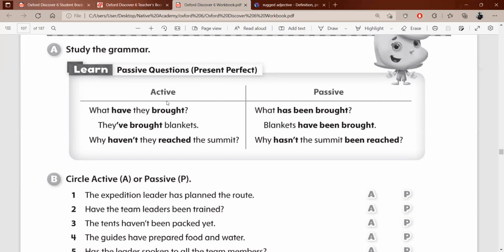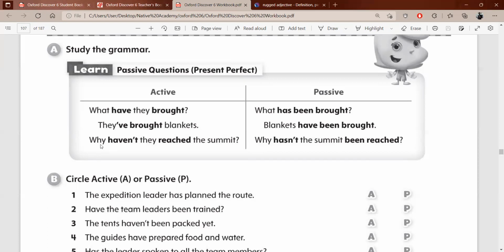To make the same question in the passive, you add been. Where do you have to add it? After have or has. So: What has been brought? Okay, read that sentence. They have brought blankets. Blankets have been brought. Okay, so this is the answer to that question, by the way.